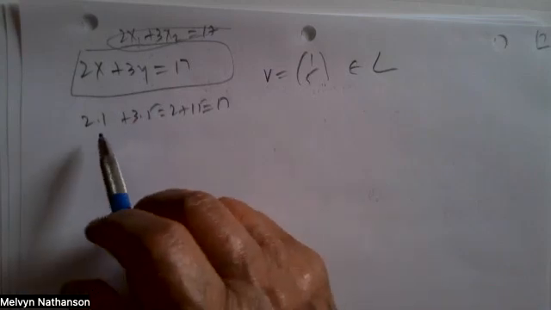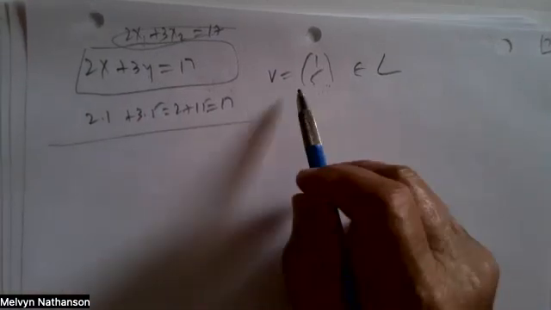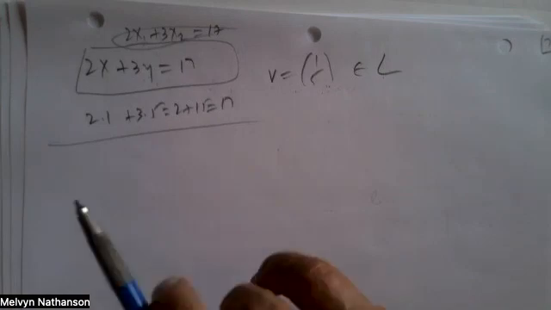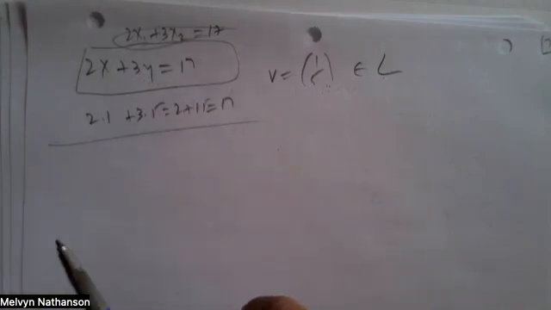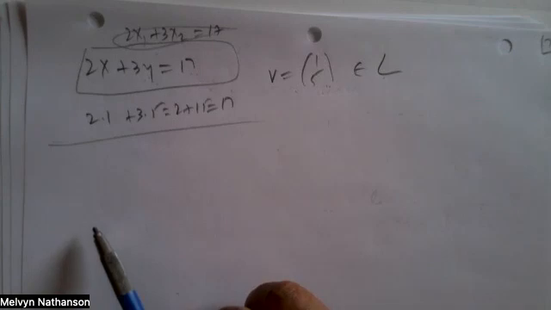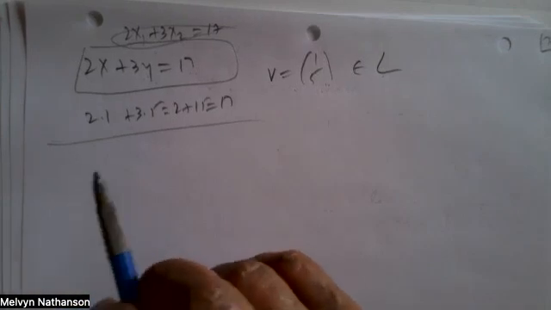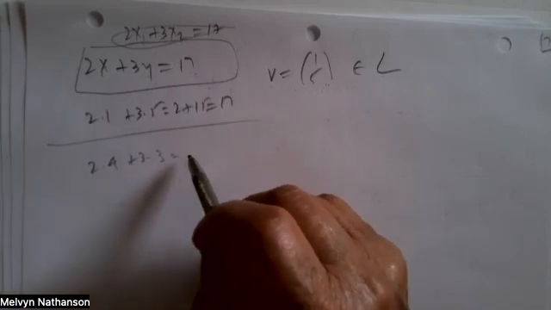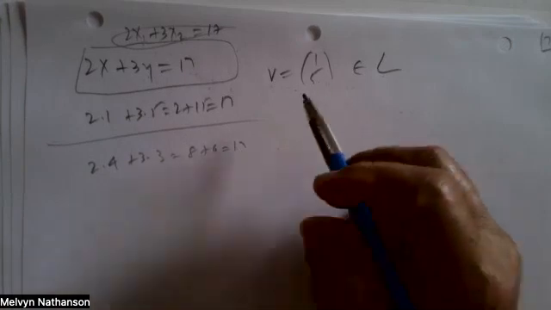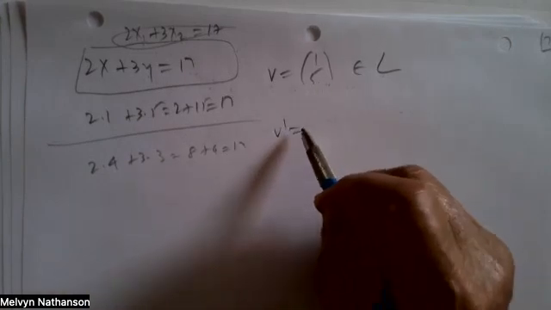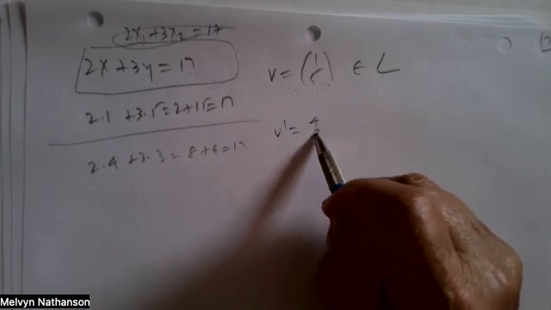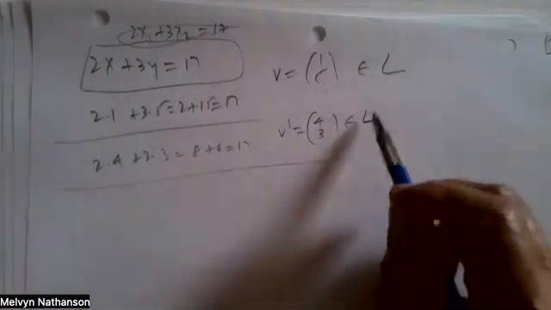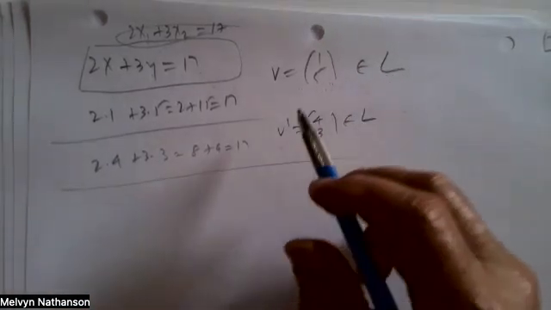Okay? What about for the homogeneous equation? So this is one solution. Not every solution, it's just one solution. In fact, give me another solution of this equation. 4, 3? Let's see. 2 times 4 plus 3 times 3 is 8 plus 9 is 17. Excellent. So another solution, v prime, would be (4, 3). This is also in L. So these are two solutions in L, the inhomogeneous equation.